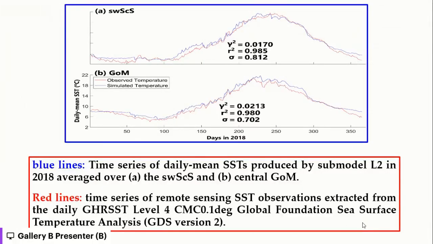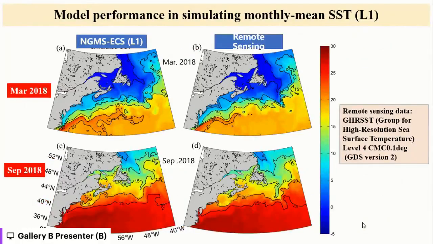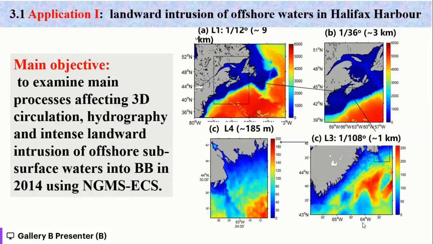And the next slide shows the same thing, but for the whole domain. And he's showing the results for spring in the top row, fall in the bottom row, simulated results on the left, and satellite observations on the right. So I think we can say that this model is performing reasonably well. So moving on to applications.